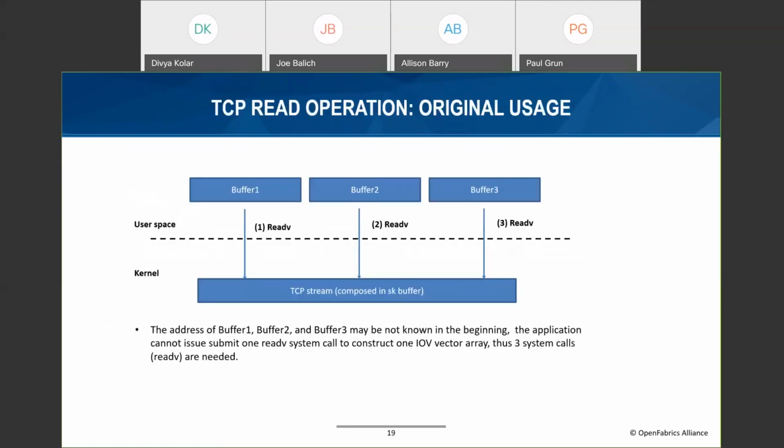This page shows the original TCP read operation on each socket. It means that if there are multiple buffers, you need to issue several read system calls. Since in the beginning, we may not know the addresses of buffer 1, buffer 2, or buffer 3, we cannot construct one IOV. So several read system calls are needed. But we can use another strategy, which is currently used in SPDK. Next page, please.